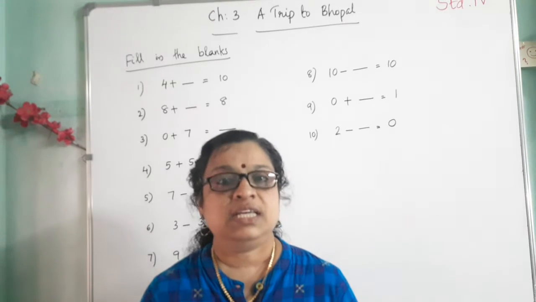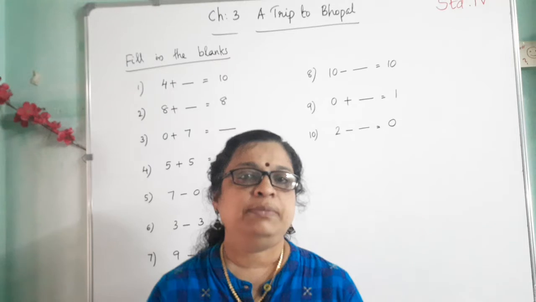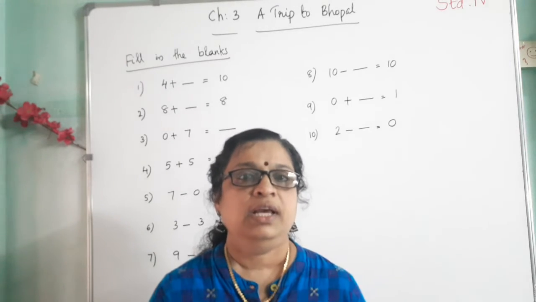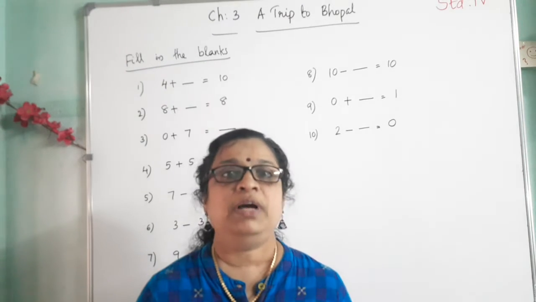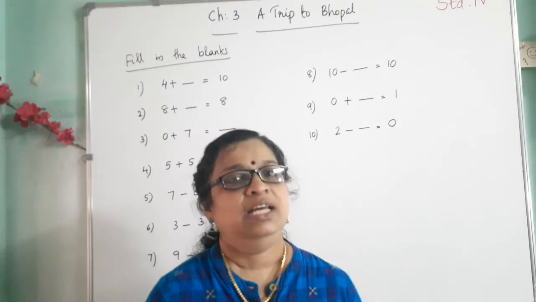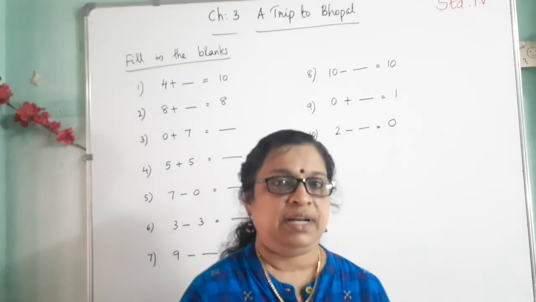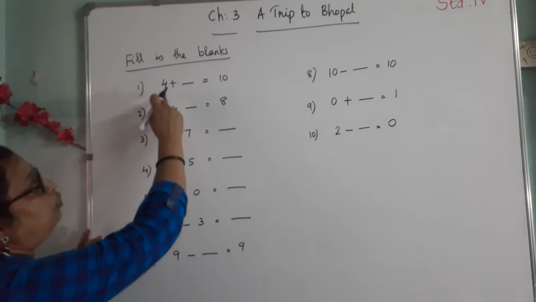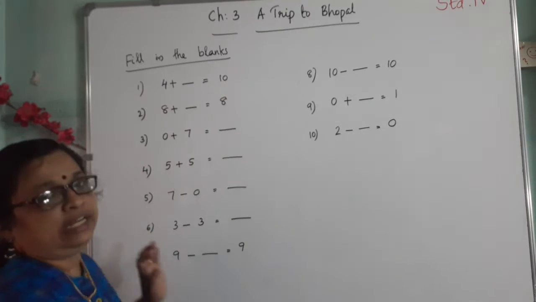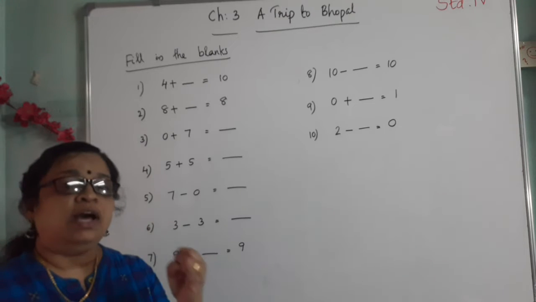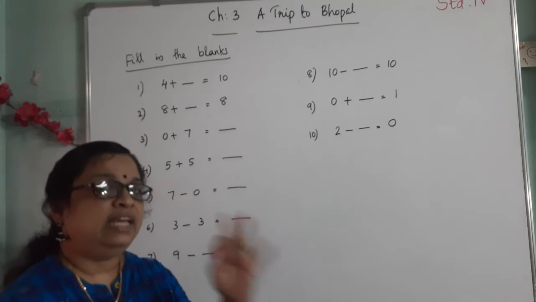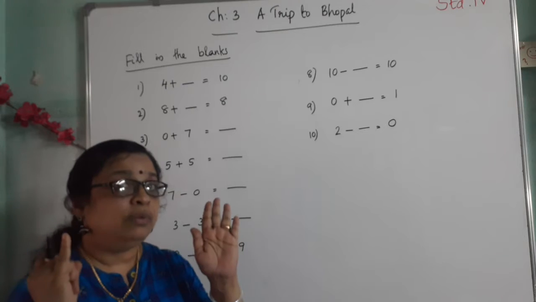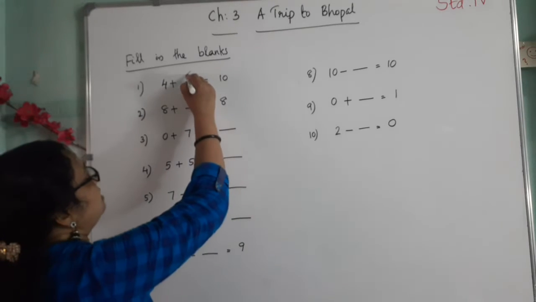Last class we started our new lesson, chapter 3, a trip to Bhopal. In this session we will do some calculations through calculus. Addition and subtraction, but before that, some fill in the blanks. 4 plus dash equal to 10. So 4, after that 5, 6, 7, 8, 9, 10. How many? 6. So we can write 6.